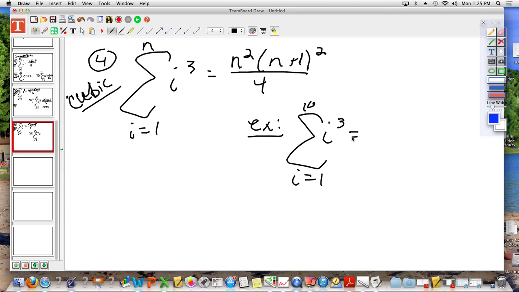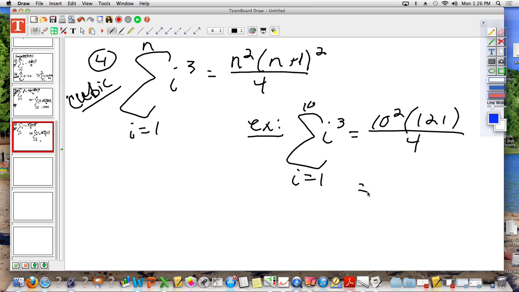So we could go 1 to the 3rd power, plus 2 to the 3rd power, plus 3 to the 3rd power, and so on. But there's a quicker way. This is the rule that you use. You take n and square it. What's n? 10. So we have 10 squared. Then we take n plus 1 squared. So n plus 1 would be 11, squared is 121. And then we divide that by 4.